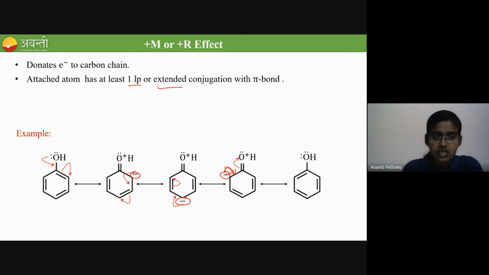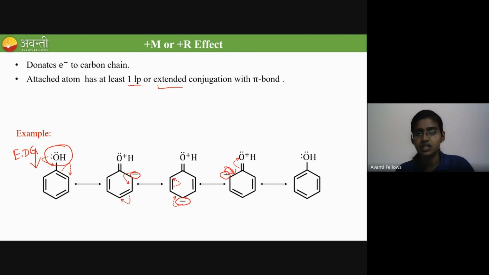The electrons from OH are being donated to the phenyl ring, to the carbon chain, we can say, to the ring or the carbon chain. Electron donation is happening to the carbon ring or carbon. In carbon chains also the donation happens. So what is happening here? This group is called an electron donating group. So it is called the positive resonance effect, because OH is a plus R group.